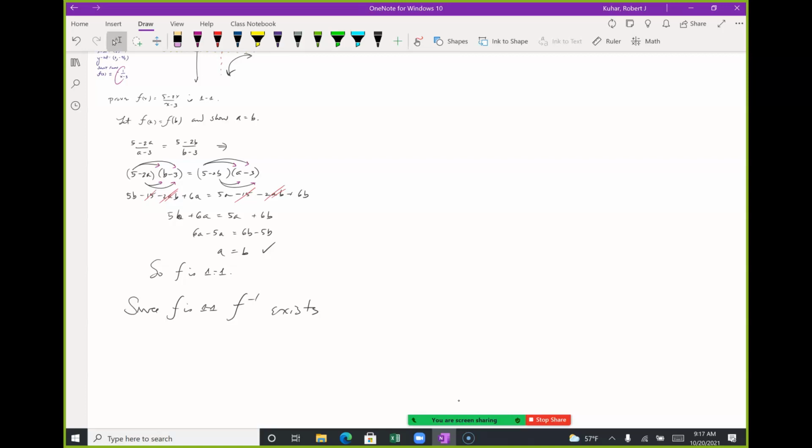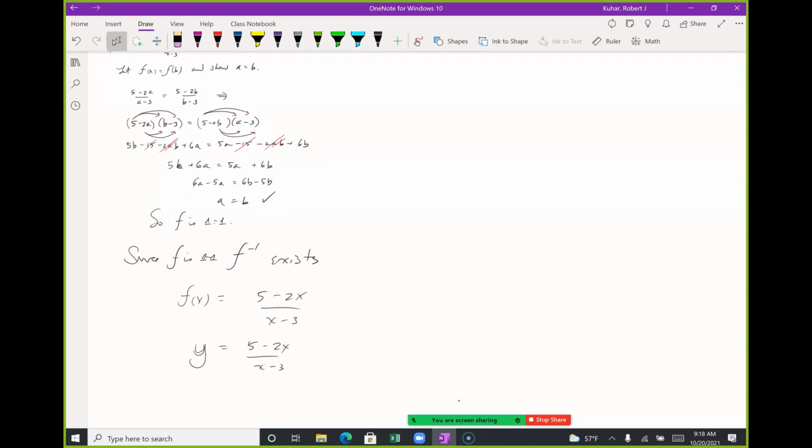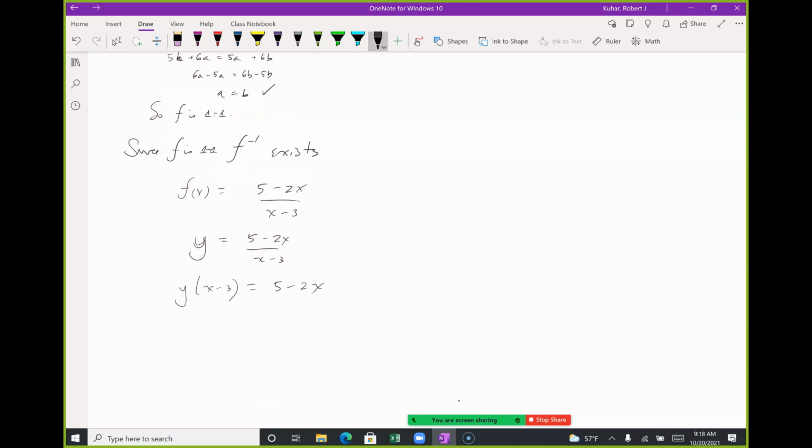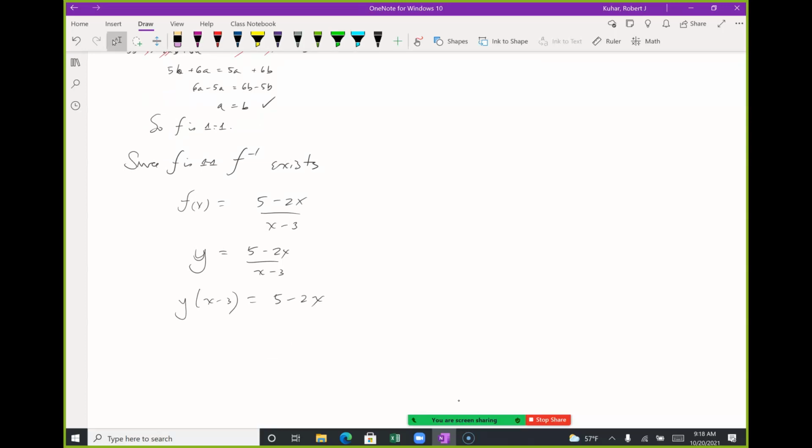So what do I do? I start with f of x, and I replace f with a y. Some teachers will say, okay, switch x and y and then solve for y. I just say solve for x and then switch. It doesn't matter. So let's solve for x here. I get y times (x minus 3) equals 5 minus 2x. Again, I'm trying to get rid of the fractions, get rid of the parentheses. I get xy minus 3y equals 5 minus 2x.